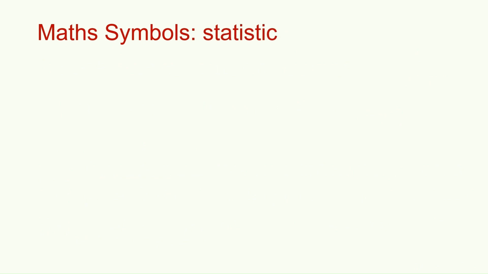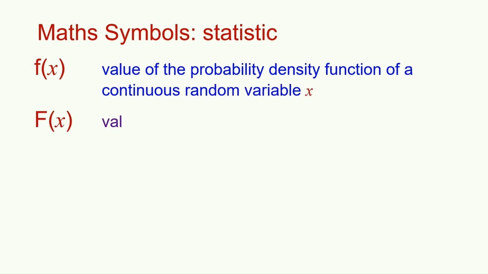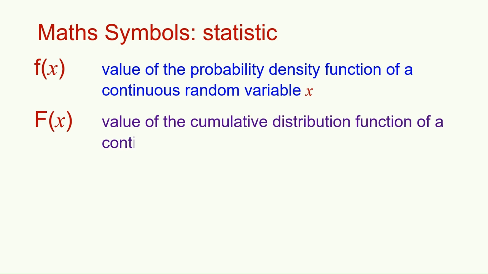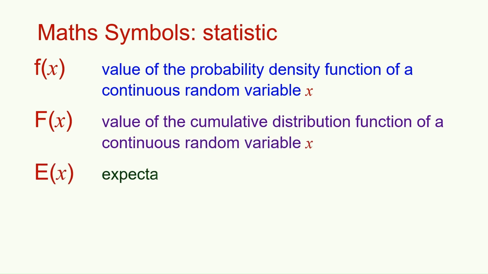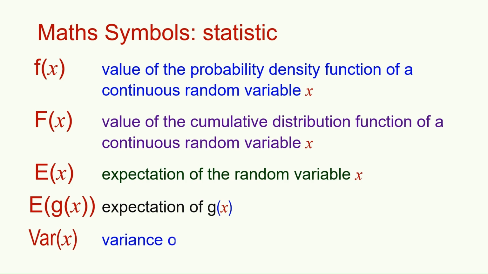Math symbols, statistics. f(x): value of the probability density function of a continuous random variable X. F(x): value of the cumulative distribution function of a continuous random variable X. E(X): expectation of the random variable X. E(g(X)): expectation of function g of X. Var(X): variance of the random variable X.